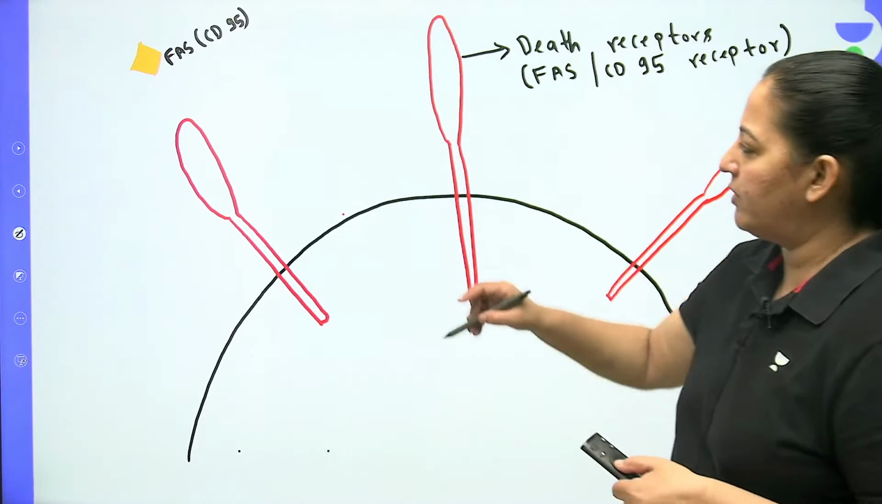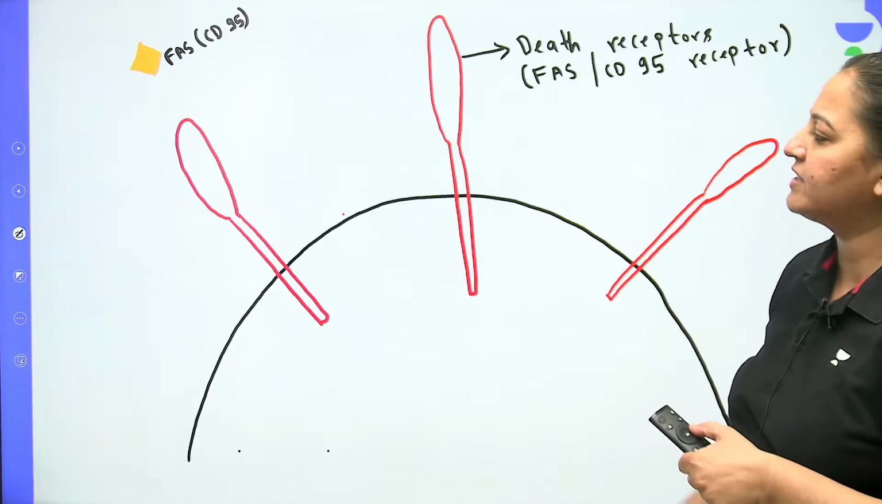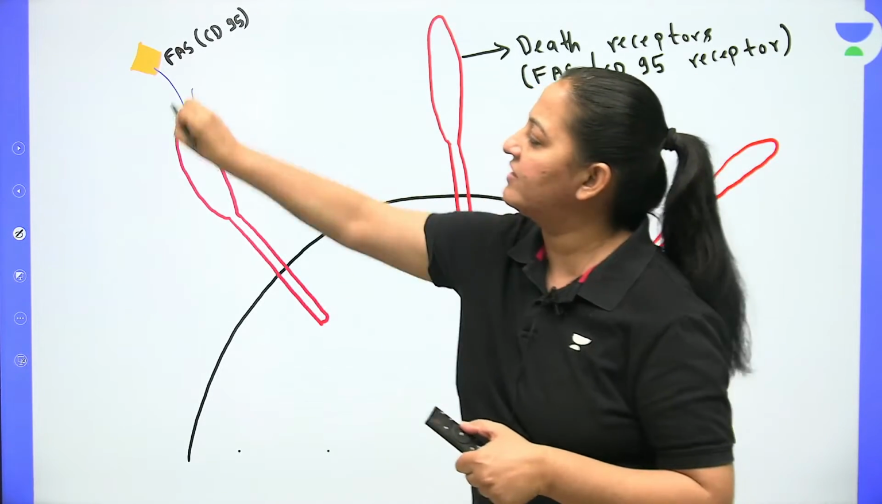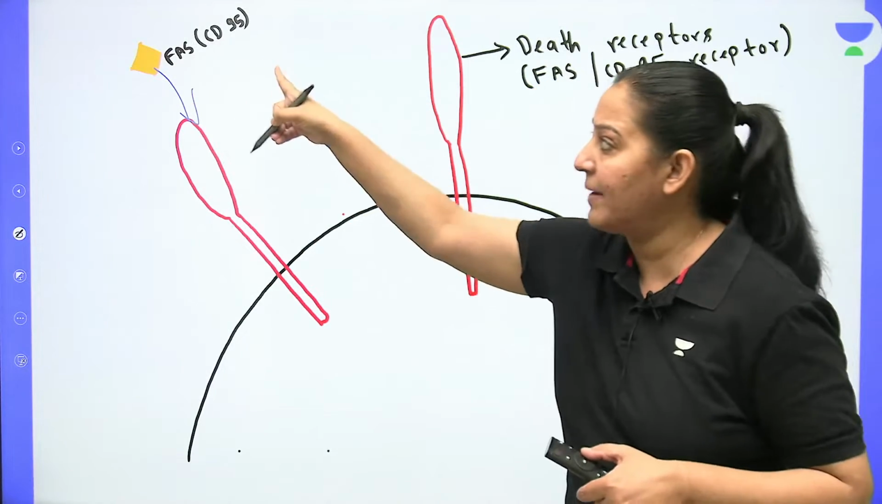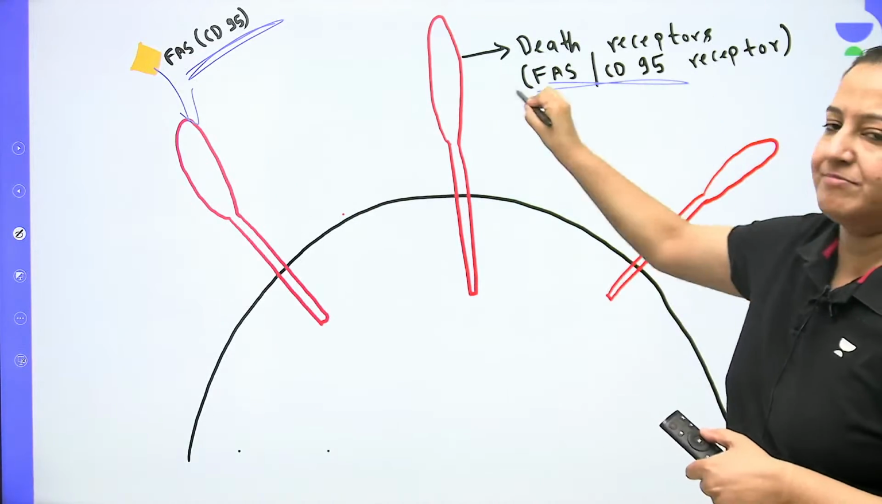So can you see this? Now let me zoom this portion. I'm drawing this portion in a zoom version to explain you, right? So can you see the zoom version? So this is the ligand coming here and binding with the receptor. The FAS ligand is coming and binding with the FAS receptor.